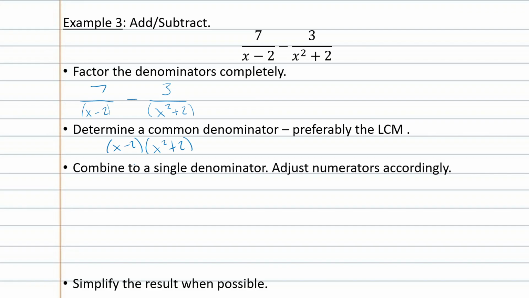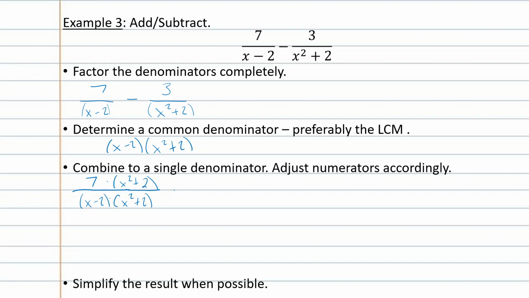Now, what we're going to want to do next is combine to a single denominator and adjust the numerators accordingly. And what that means is you want to start with the denominator that you had, but we want it to be a common denominator. So on this first term, in order for it to be a common denominator, I need to add an x squared plus 2 to multiply to that x minus 2. And what I do in the denominator, I'm also going to have to multiply in the numerator, because we're essentially going to keep it as multiplying by one factor. Because x squared plus 2 over x squared plus 2 is technically, when it's simplified, just a one factor.